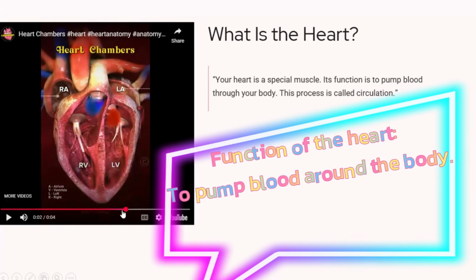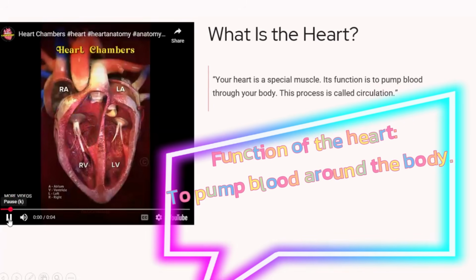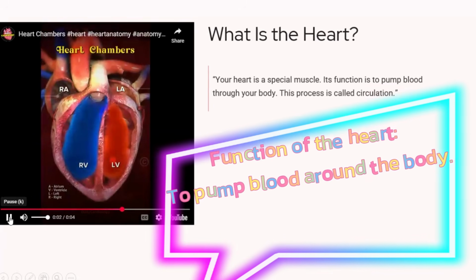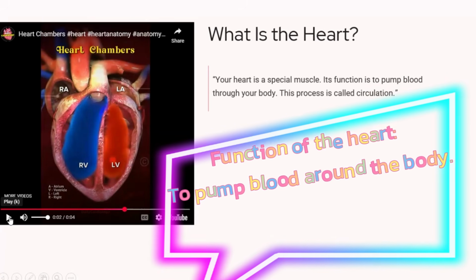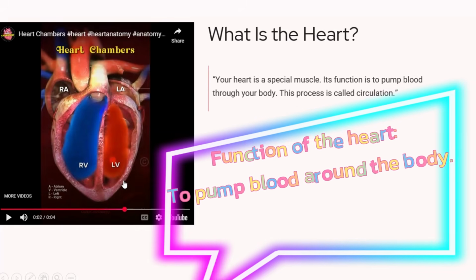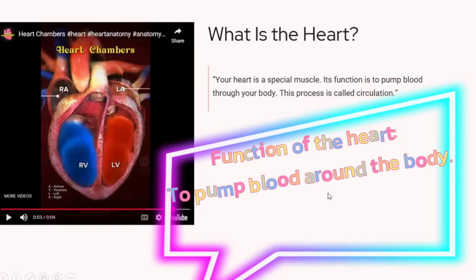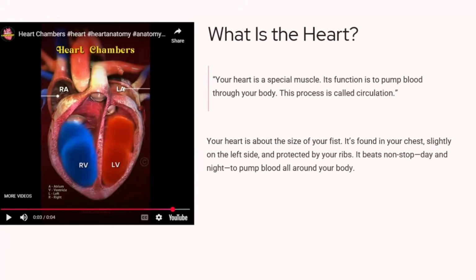So how is your heart working? It is pumping the blood. So if this question always comes, what is the function of the heart, or what is the heart? The heart is a muscle, and the heart is pumping blood to all your body. It is a muscle that we need too much.